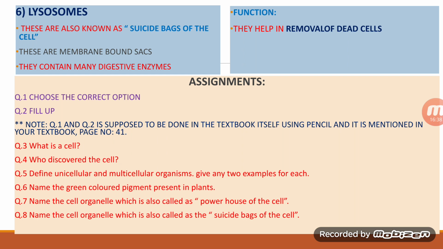And the questions like: what is a cell, who discovered the cell, define unicellular and multicellular organisms, give any 2 examples for each, name the green color pigment present in plants, name the cell organelle which is also called the powerhouse of the cell, name the cell organelle which is also called the suicide bag of the cell. These need to be done in the same exercise copy where you have done the question answers from the same chapter previously.